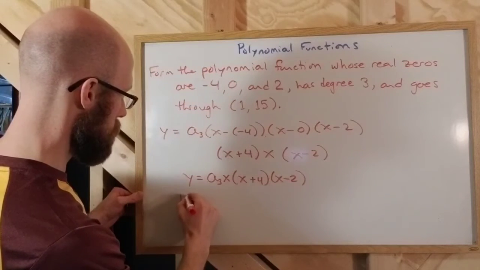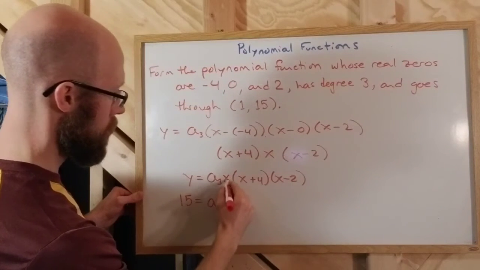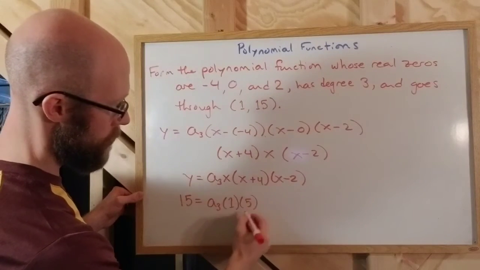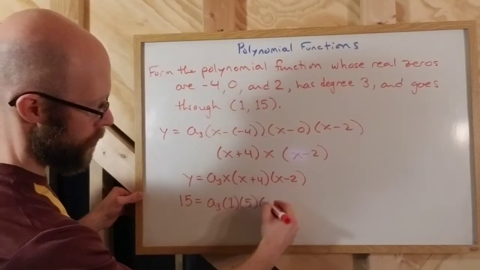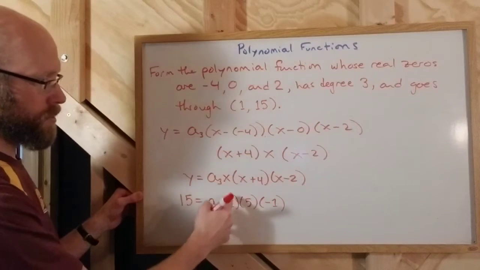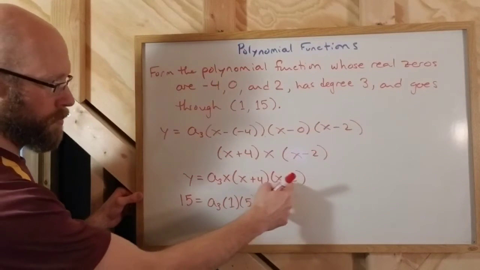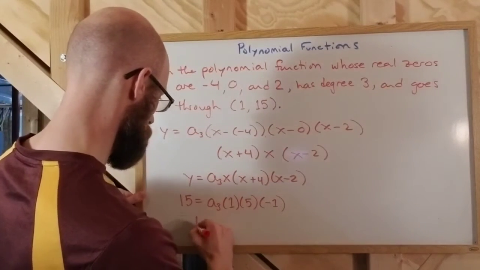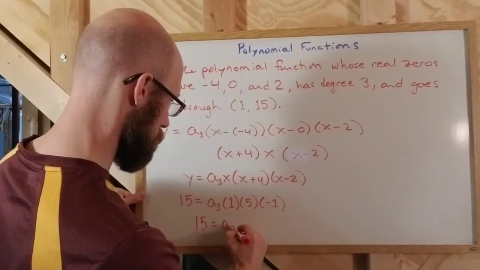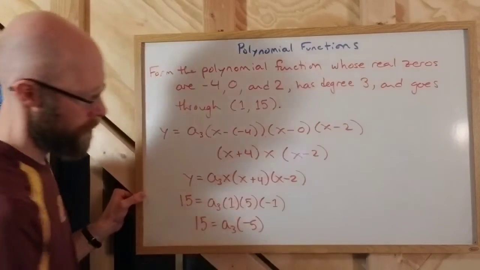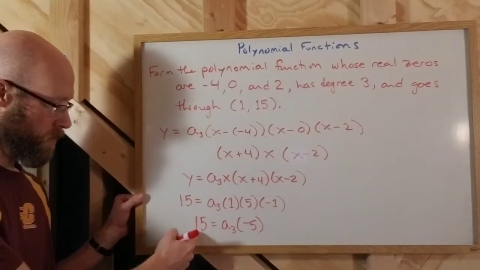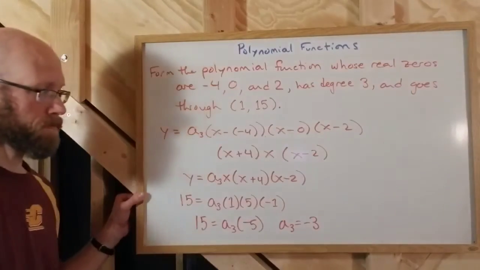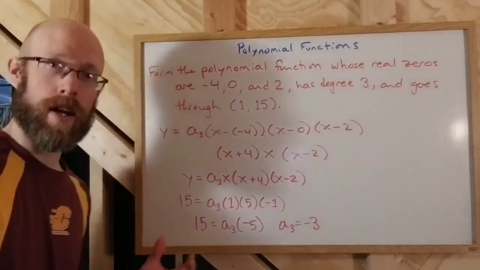So let's look at 15 equals a sub 3. Now the x becomes 1 times 1 plus 4, which becomes 5, times 1 minus 2. I'm just plugging in 1 for all of the x's, right? 1 here, 1 plus 4 is 5, 1 minus 2 is -1. What I end up with is 15 equals a sub 3 times -5. Well, I can divide the -5 out of the 15, and we will see that a sub 3 would have to be -3.